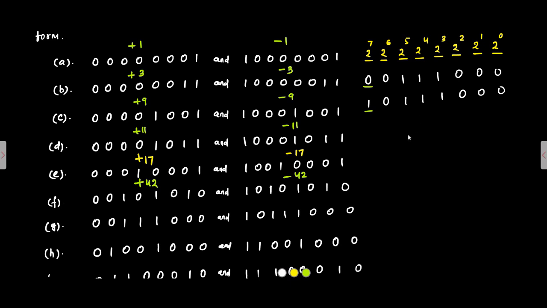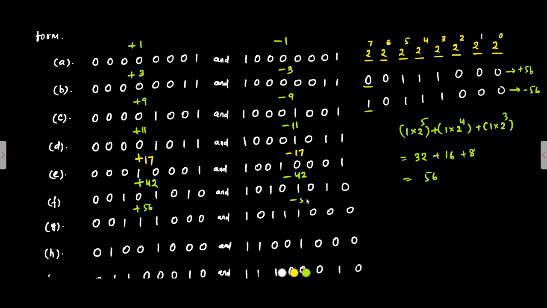Magnitude 2 to the power 5 plus 1 into 2 to the power 4 plus 1 into 2 to the power 3 is equal to 32 plus 16 plus 8. So 48 plus 8 is 56. So this one is plus 56. This one is minus 56. Okay. Plus 56, minus 56. Now the next one.